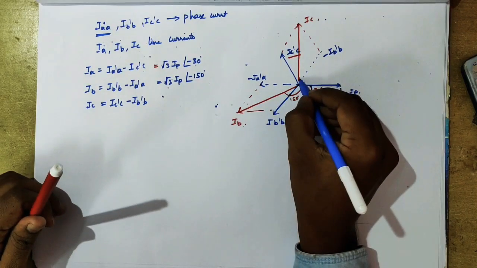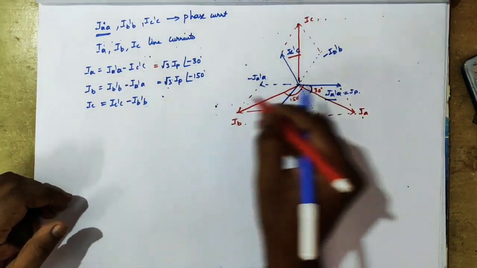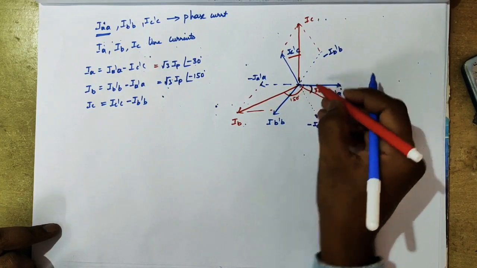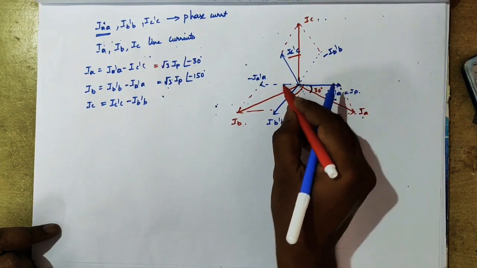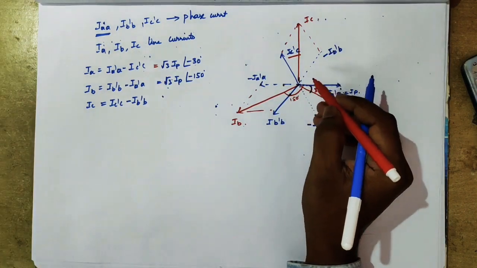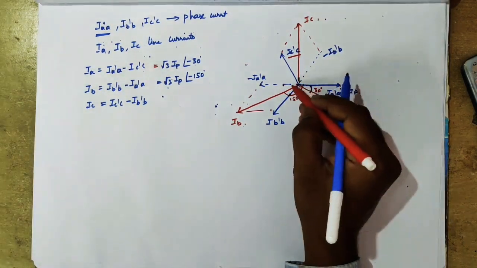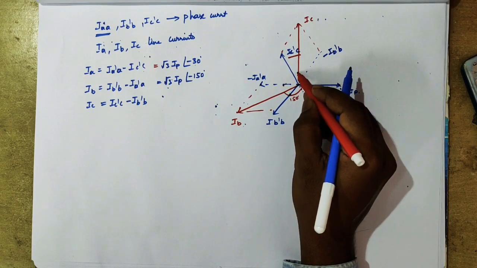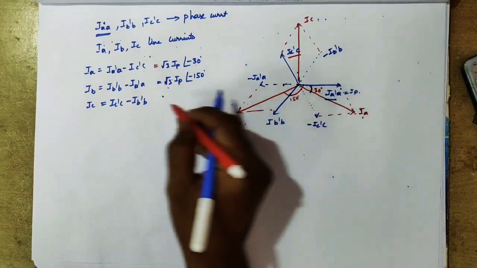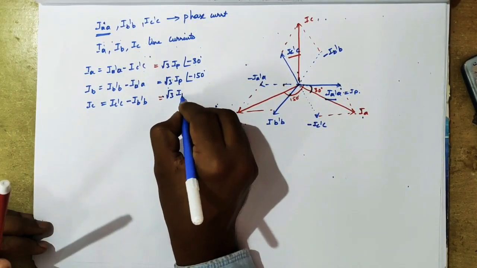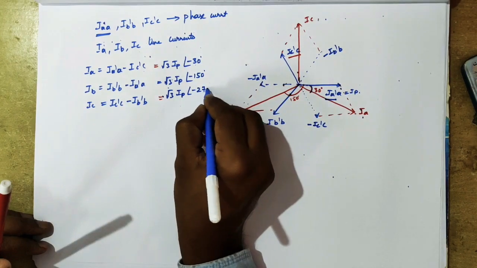How much is it lagging? Up to here it is 150 degrees. That means here to here is 180 degrees, and here to here is 30 plus 30. Therefore it is 180 plus 60, so 240 plus 30, which is minus 270. Therefore IC equals I phase at minus 270 degrees.